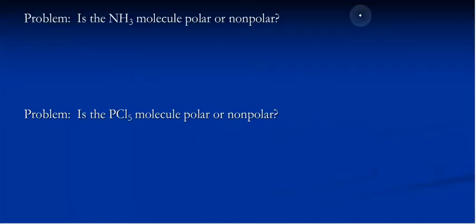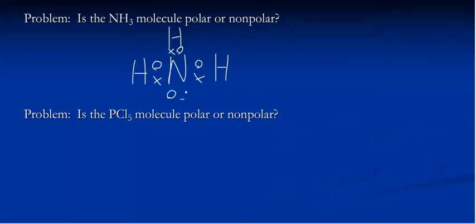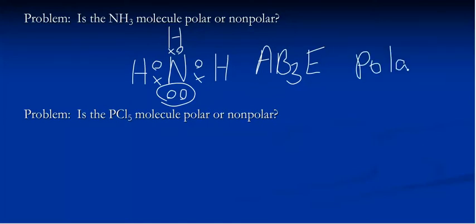So when looking at molecules, draw the structure, NH3, and determine whether the central atom has lone pairs. NH3 does. This type is AB3E. It's not one of the exceptions, so this molecule is polar.